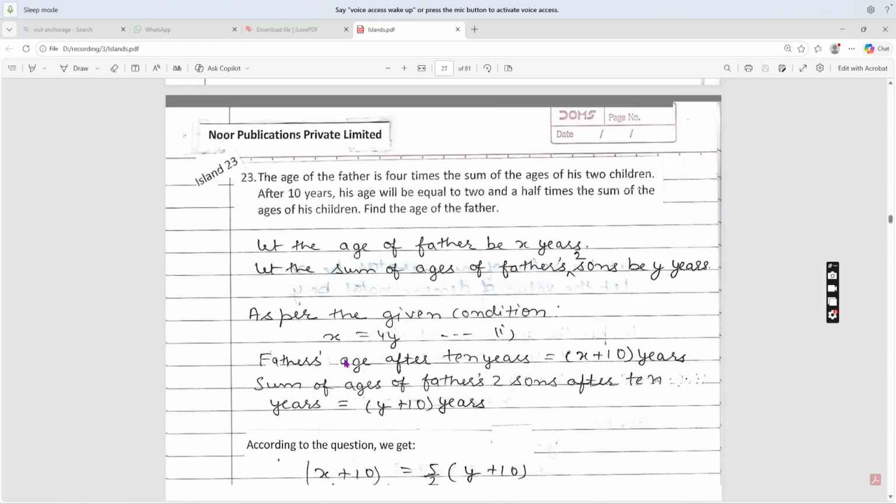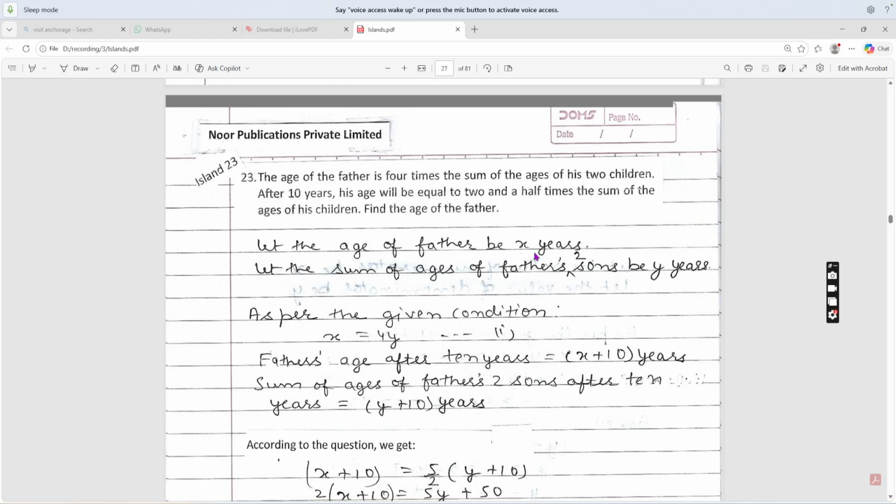Now next, the age of the father is 4 times the sum of the ages of his two children. Now here is the problem. Here it is an illusion that there are 3 persons involved. It means there are 3 variables, but actually it is not. It is 2 only, because we are going to let the sum of ages of 2 children be y. That is the only crux in this type of question.